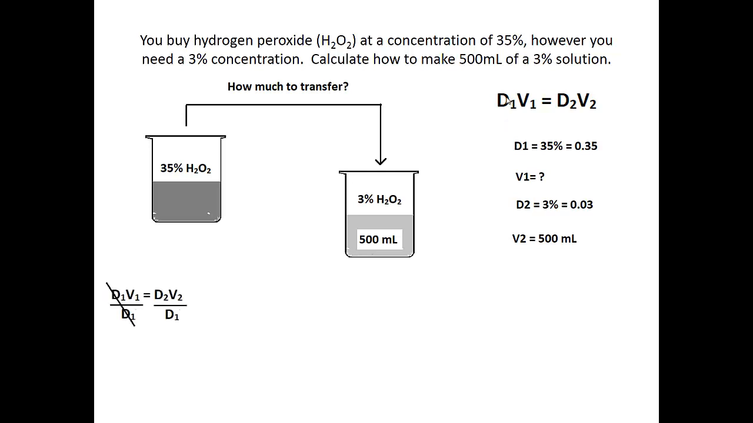So the equation we're going to use is D1 V1 equals D2 V2, but we want to rearrange that now to solve for the missing variable that we need to know, which is V1. So we're going to take the left side of the equation and divide it by D1, and that's going to cancel out the D1 from that side. And then to rebalance the equation, we do the same on the right side. So we're going to end up with V1 is equal to D2 V2 over D1. Now we've got the equation rearranged in the form that makes sense to solve for the V1 variable.